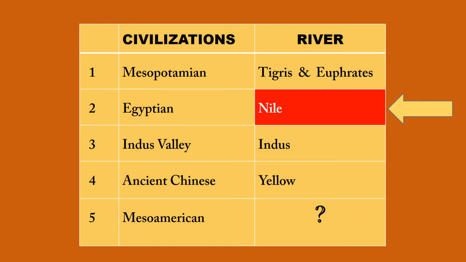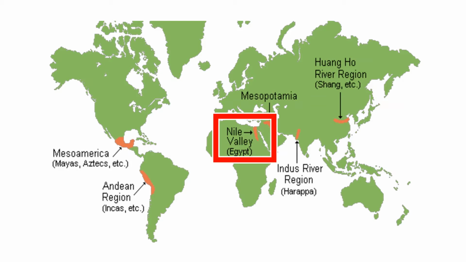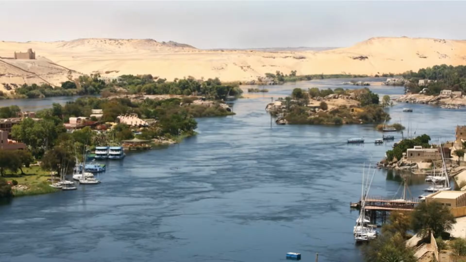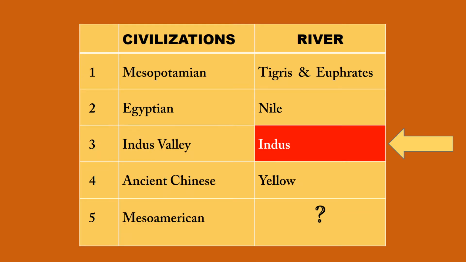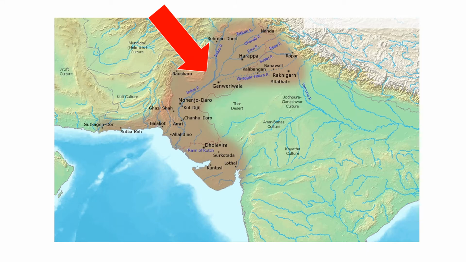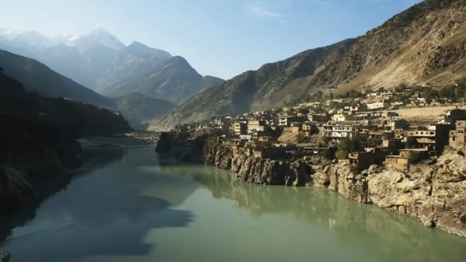After Mesopotamian civilization came the Egyptian civilization, and it emerged on the banks of the river Nile. The location of Egyptian civilization is highlighted in the map. And here you can see the fertile deltas of the river Nile. And this is a pic of river Nile. Moving on, we have the river Indus. The Indus Valley civilization, as the name indicates, rose on the banks of river Indus. The spot is marked in the map, and this is river Indus.